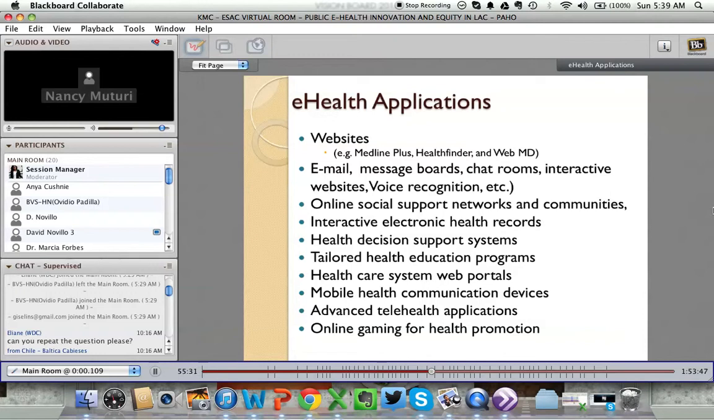So the electronic health records have now been established, as have health decision support systems, tailored health education programs, and healthcare websites and portals. I think all these are common, and we've seen them everywhere. Online gaming is now becoming a big thing, where it's not only entertaining to people, but also provides the information and interaction that has been lacking in health communication and health promotion. So the gaming by itself gives people the opportunity to interact with the message through the communication technologies. Next slide.